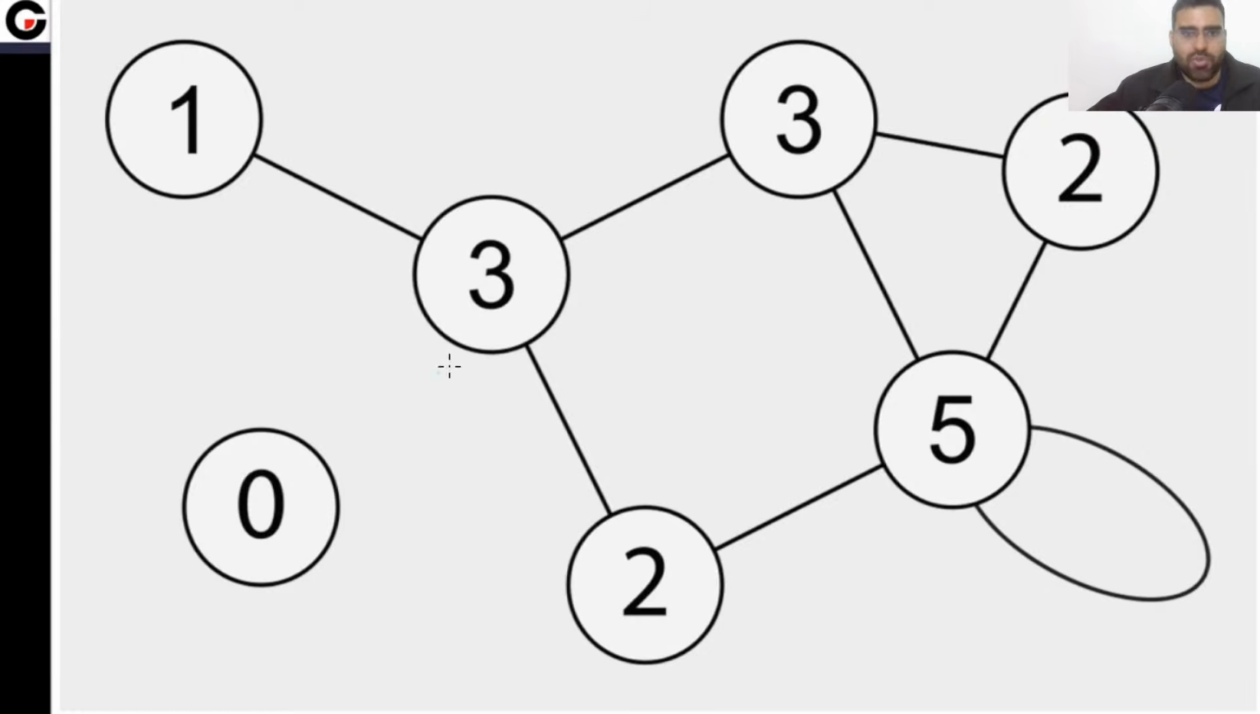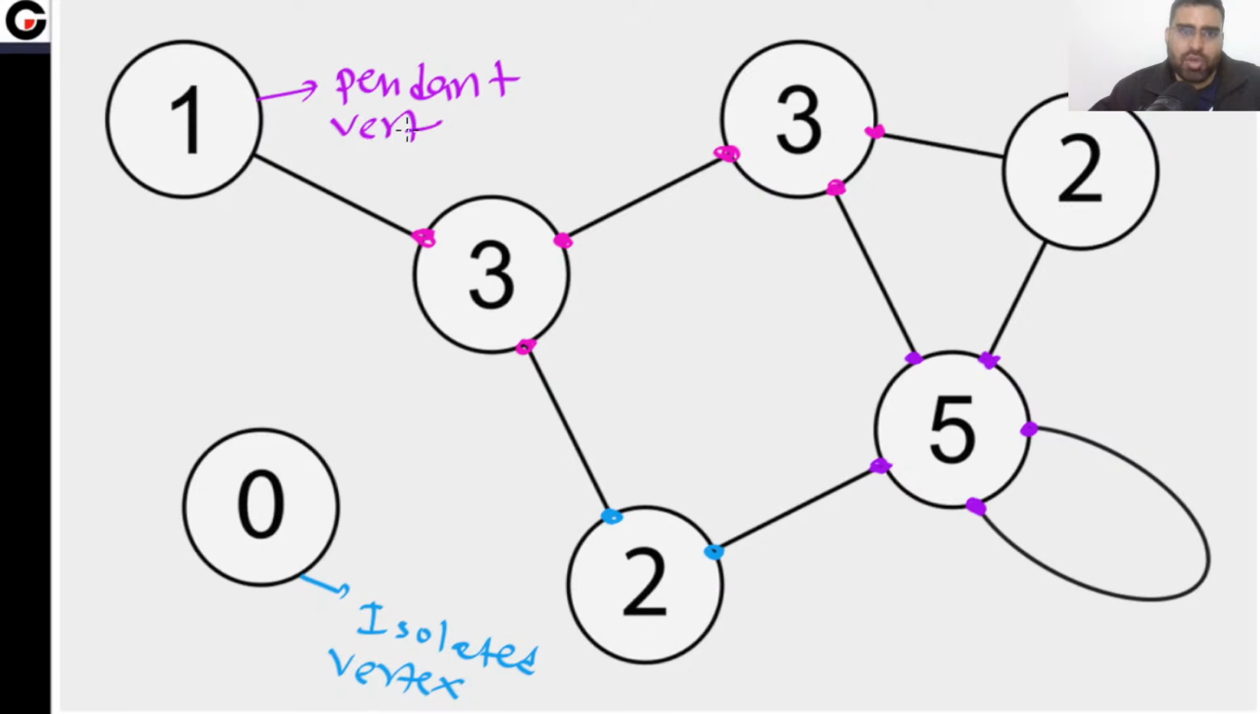Now let's move on. For your practice, look at this graph. This vertex has degree 0 because it is an isolated vertex. This vertex has degree 2 because there are 2 edges incident on it. This vertex has degree 5 because a self loop is counted 2 times when you calculate degree. This vertex has degree 3, and similarly this vertex has degree 3, and so on. This is called a pendant vertex because it has degree 1.